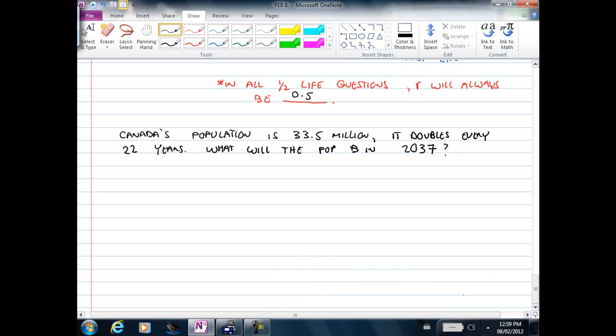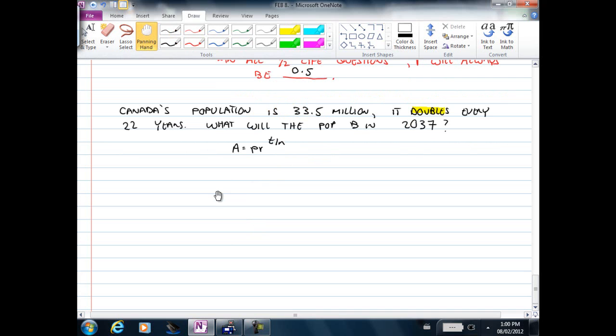For keywords, this question talks about population. It talks about doubles. Okay, so it can't be earthquake, it can't be type 1, there's no money involved. So this is type 3, right off the bat. I go A equals P R T over N. Mr. No, for your tests, is there going to be 1 mark for writing the formula down? Oh, 1 mark, please. This is not charity.